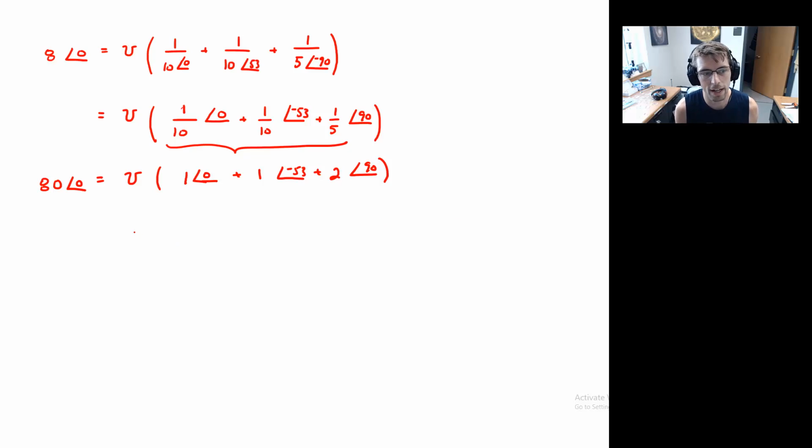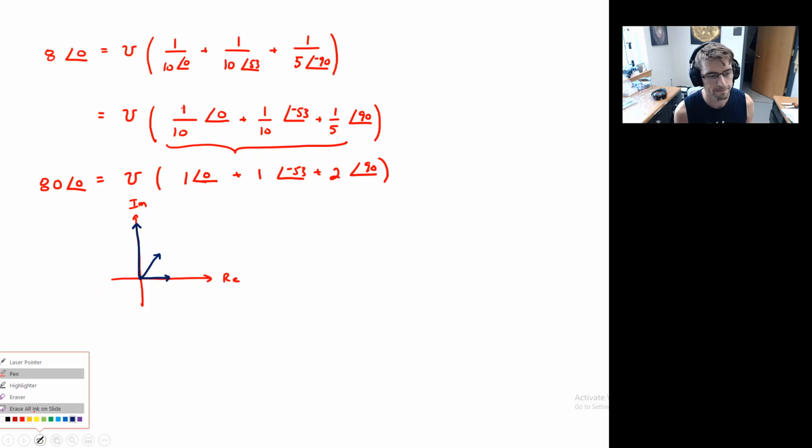Well, let's go ahead and plot that out. This is the real axis, this is the imaginary. I have 1 at an angle of 0, so we'll plot that. I have 2 at an angle of 90, so I've got that one. And then I've got 1 at an angle of roughly 53 degrees. So I'm going to have to add these three together.